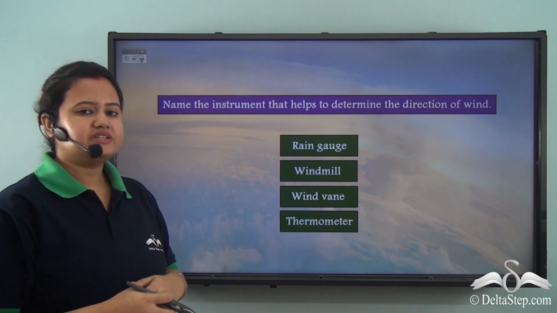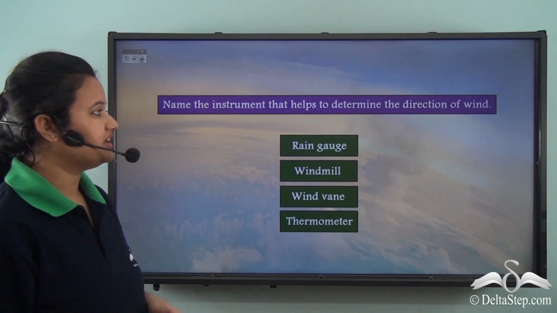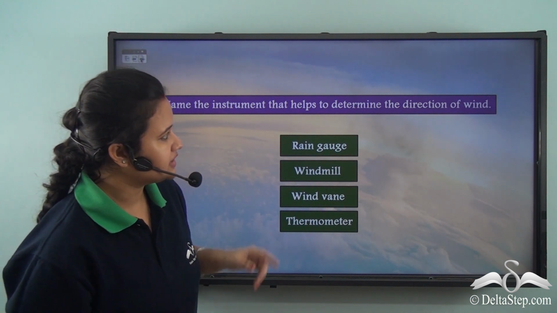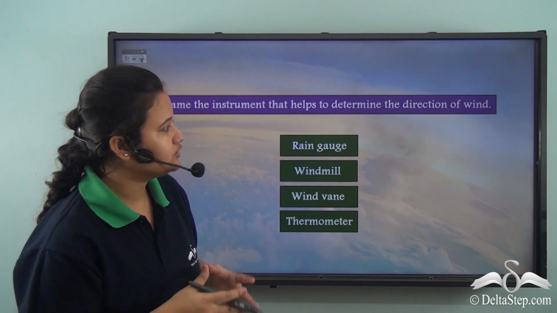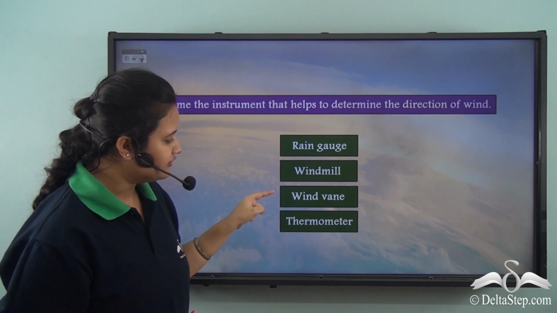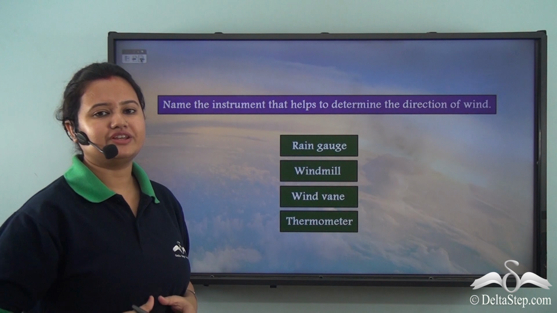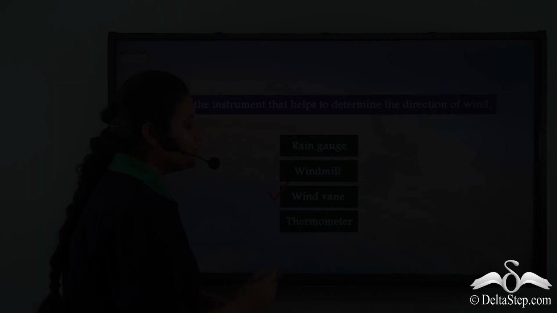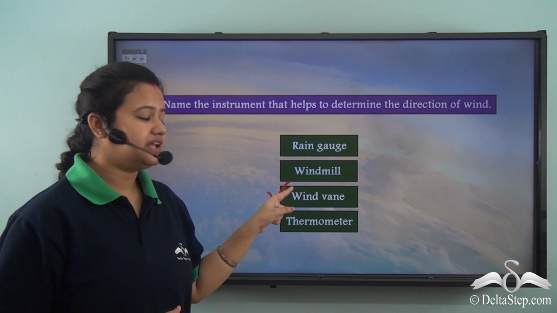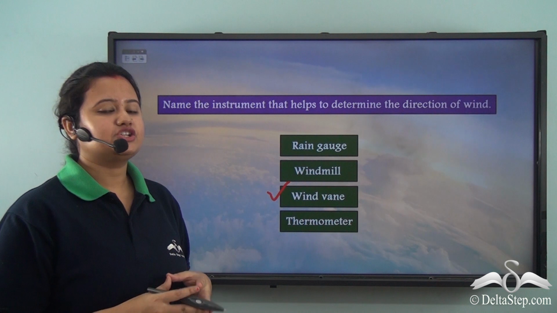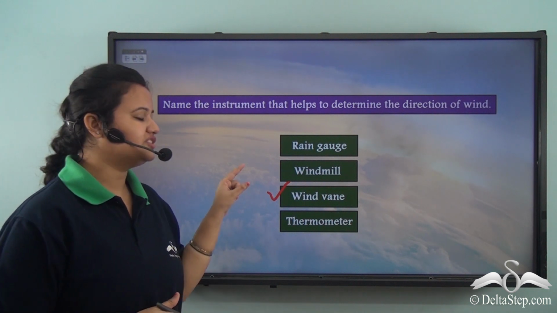Well, before proceeding with our lesson, let us see if we can answer this. We will have to name the instrument that helps us to determine the direction of wind. Is it rain gauge, windmill, windvane or thermometer? What do you think? Well, the correct answer is windvane. We just studied that windvane is the instrument or device that helps us to determine the direction of wind flow. So the correct option is windvane.